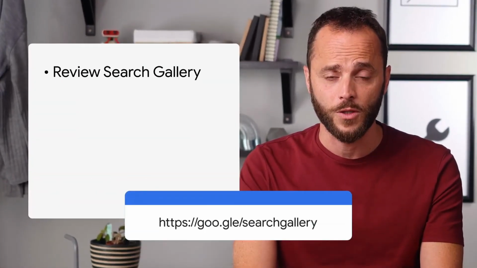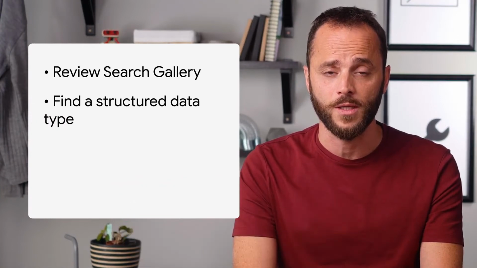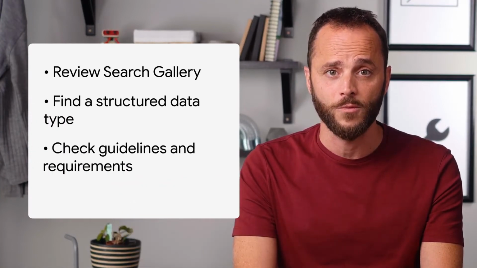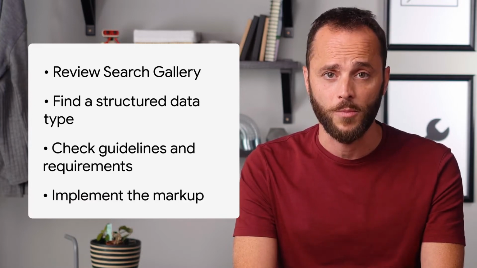In a nutshell, here's how your decision-making process should look. Review the search gallery examples. Find a structured data type that matches your content. Check guidelines and requirements to be eligible to appear on search. Implement the markup on your pages. After you do that, you can start using Search Console to help optimize your implementation and monitor your performance.